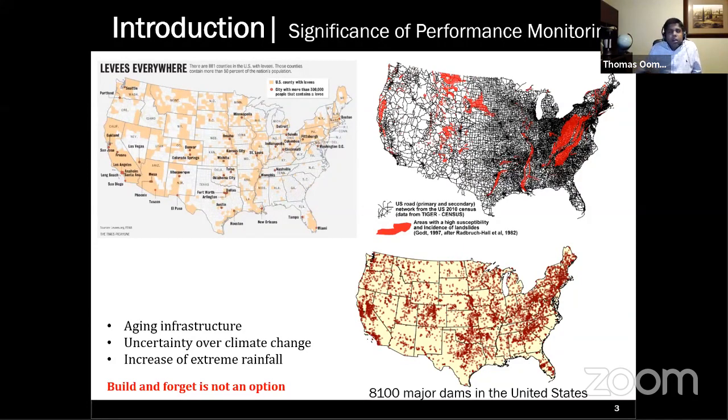So when you consider all this critical infrastructure and the vulnerabilities that we have, and the aging infrastructure, particularly in the US, many of these infrastructure are quite old. And the uncertainty that we have over climate change and increased extreme rainfall events, which I'm sure you all are quite familiar with because Kerala is experiencing some of that in the past couple of years with high intensity rain in a very short duration. So when you consider all of this, to build and forget is not an option. We need to actually monitor and manage our infrastructure.